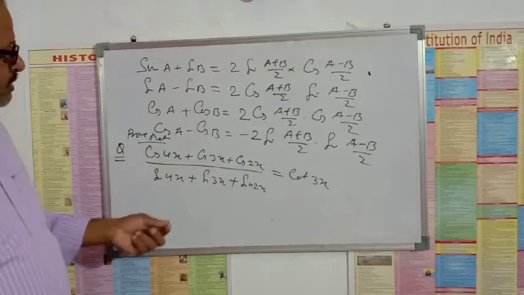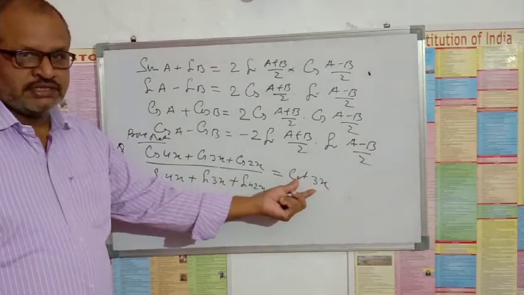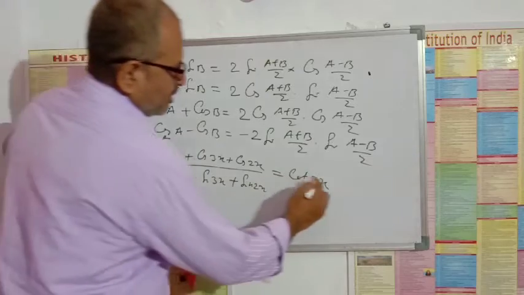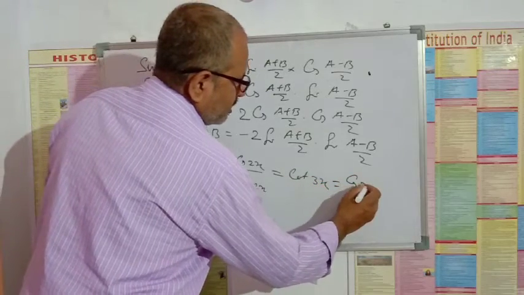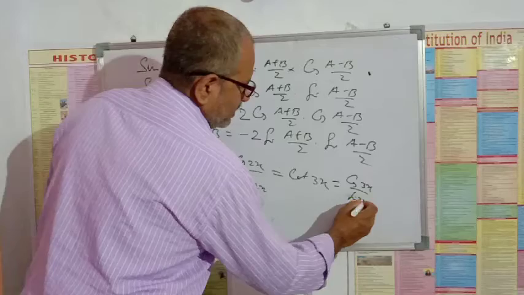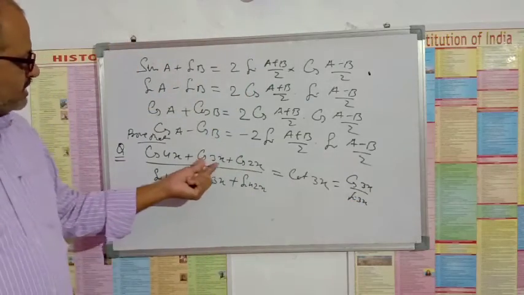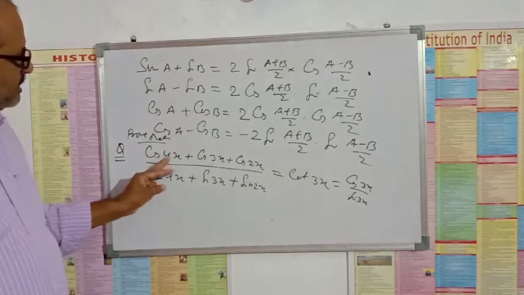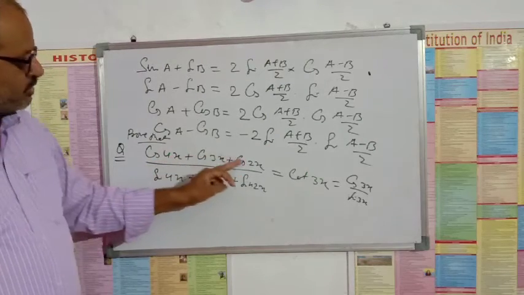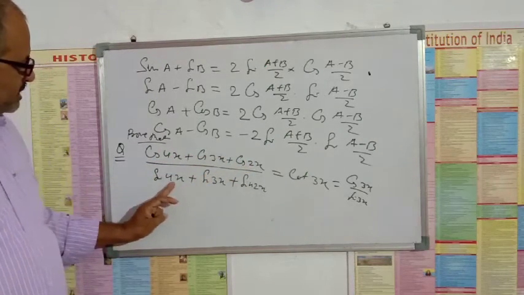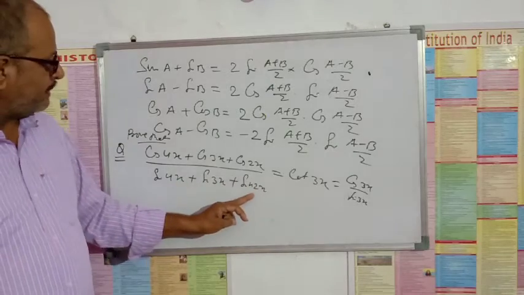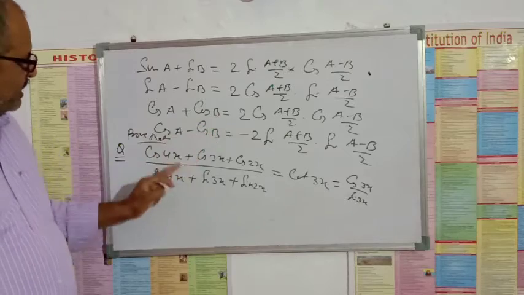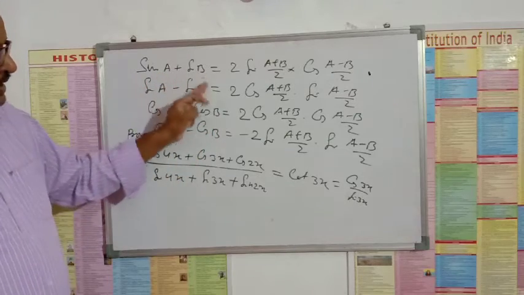So how can we do it? We have to bring cot 3x. Cot 3x means cos 3x upon sin 3x. Here cos 3x is already given, and sin 3x is also given. So we will take these two terms, cos 4x and cos 2x, together, and in the denominator sin 4x and sin 2x together, and apply cos A plus cos B in the numerator, and sin A plus sin B in the denominator.